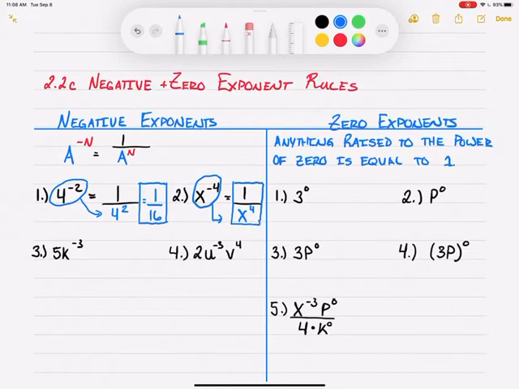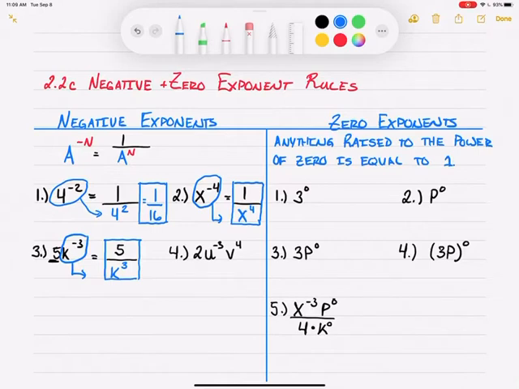In example 3, I have 5k to the power of negative 3. Now what's important here is the negative 3 is only affecting the k. So this time when I draw my fraction, I know that I'm going to have this 5 still in the numerator. Then k to the negative 3 can be moved down to the denominator. So k to the negative third now becomes k to the positive third. I cannot reduce or simplify, so I keep it as is.